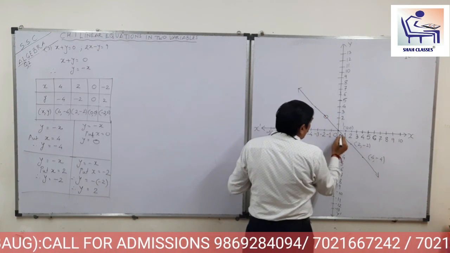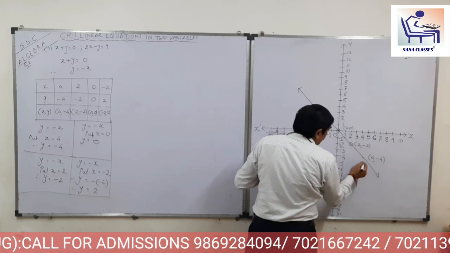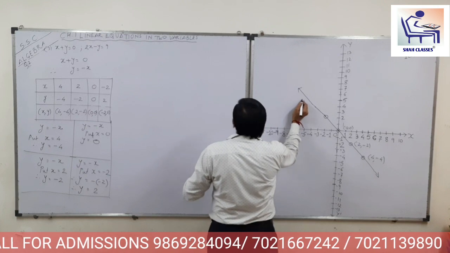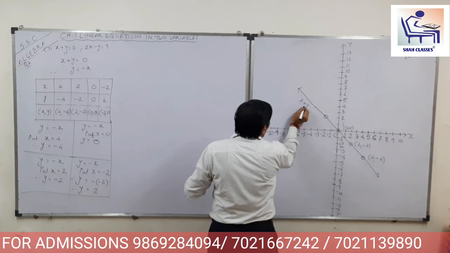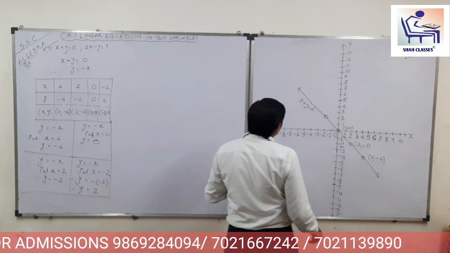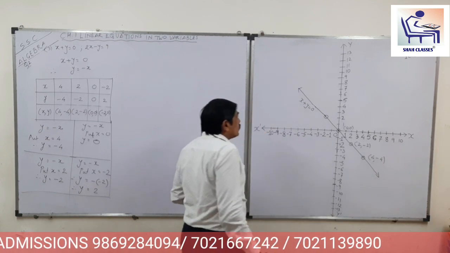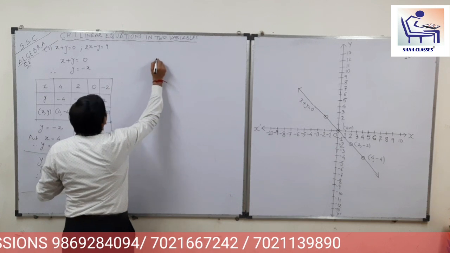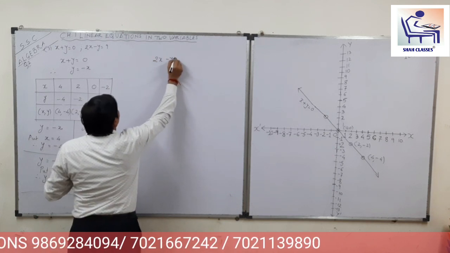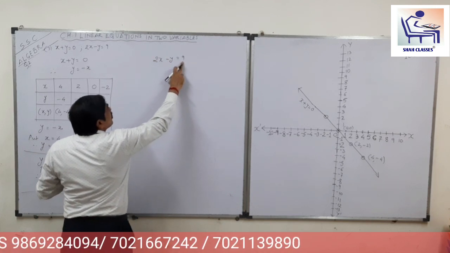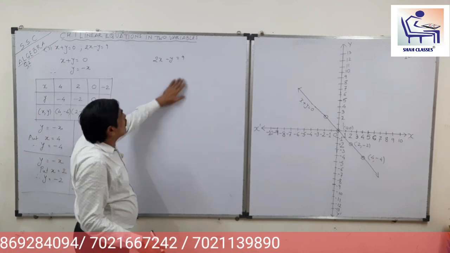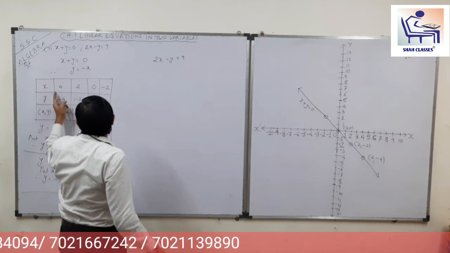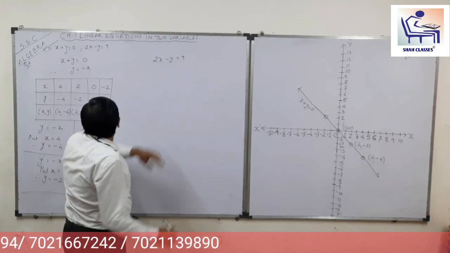You have all 4 points, and write the name of the equation as x plus y is equal to 0. Now we have to move towards the second equation. This value is a little bit bigger, so be cautious about this value. Try to take the smaller value when you assume for the x.